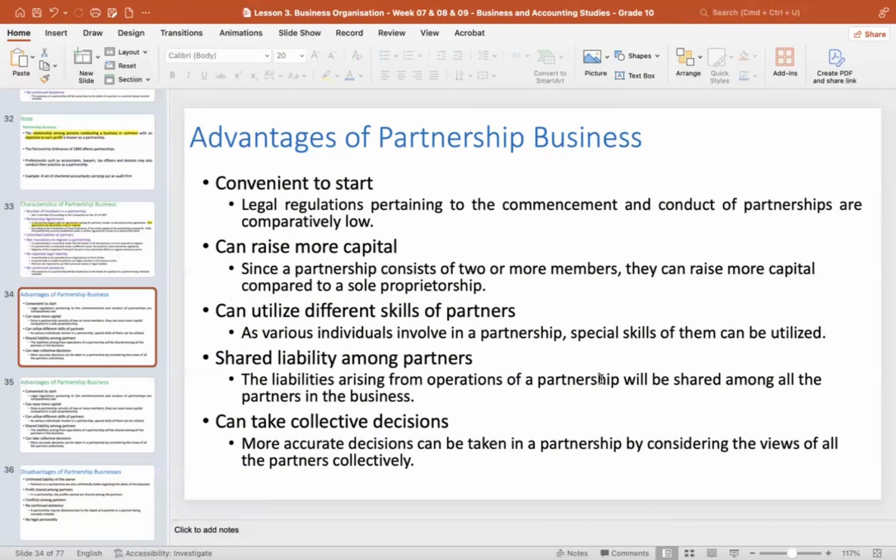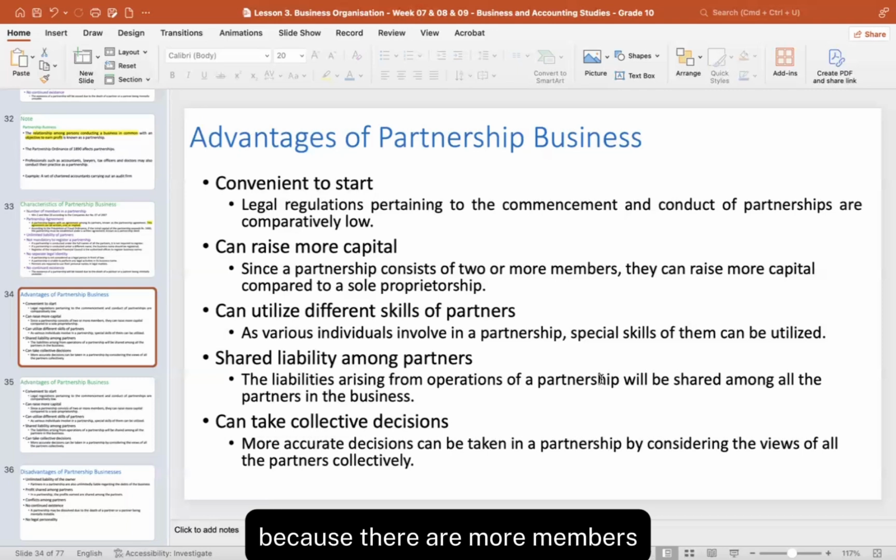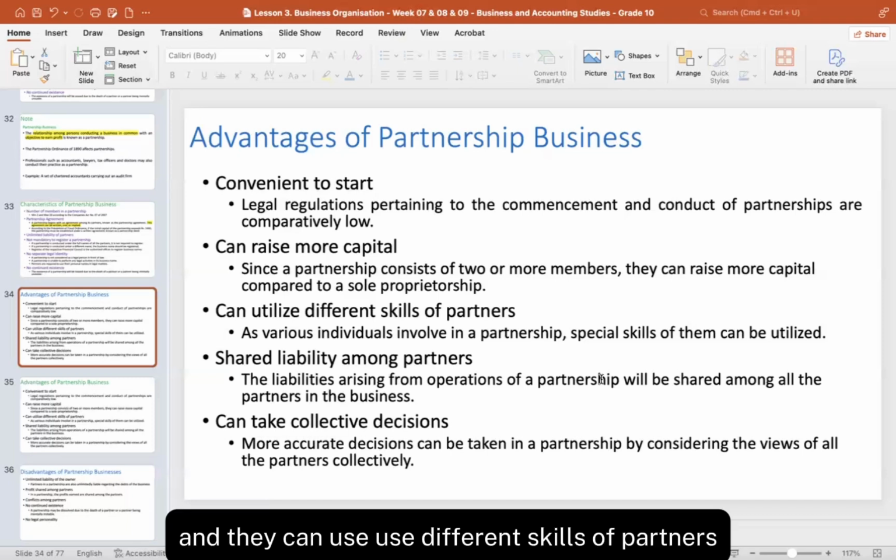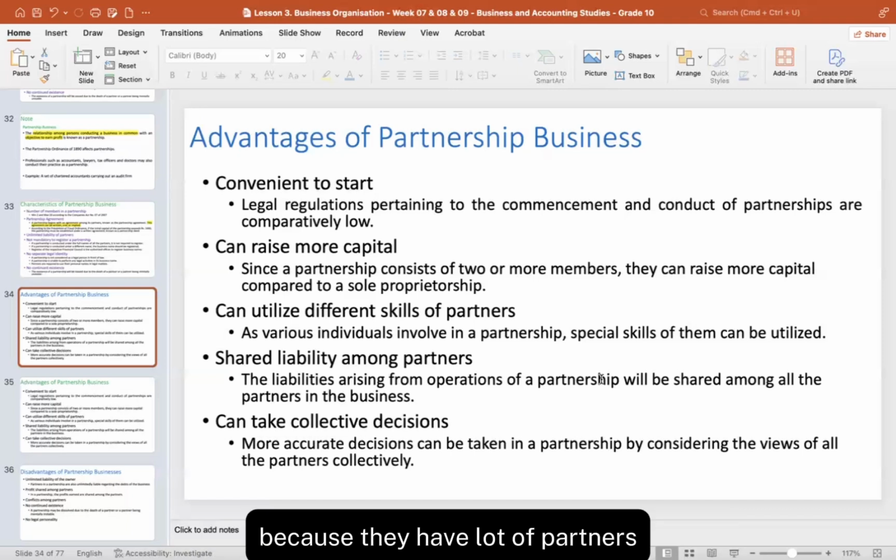Right? So, and can raise more capital because there are more members. And they can use different skills of partners because they have a lot of partners. And they share liability among partners.